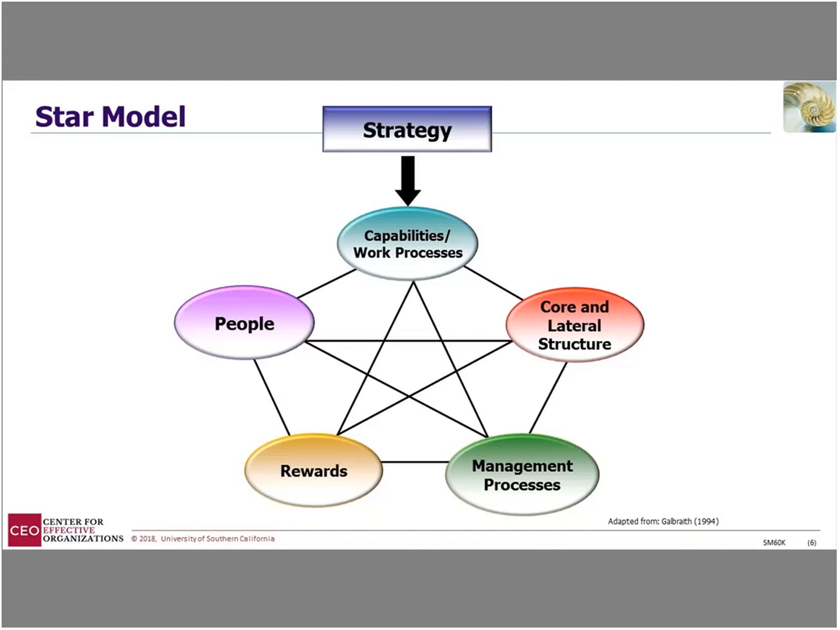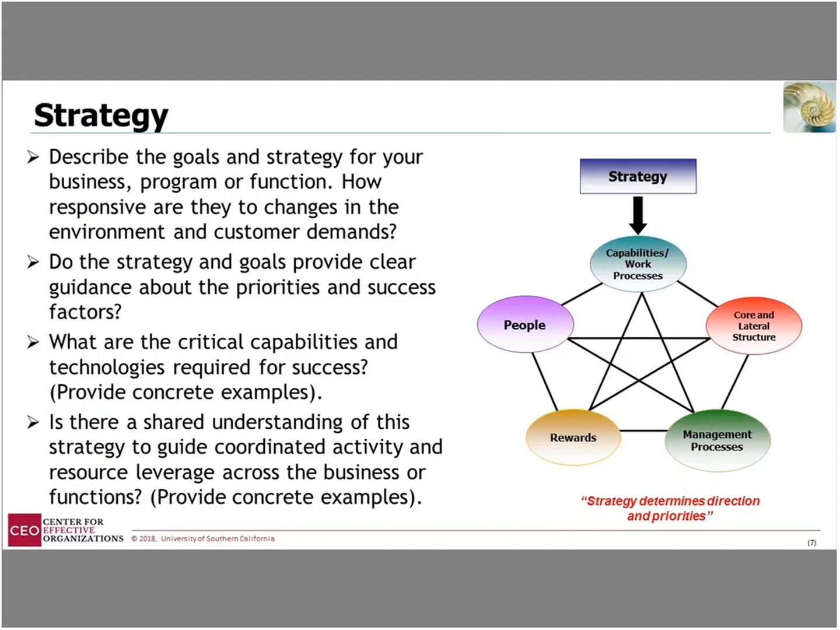When we talk about the STAR model, we always start with strategy. You'll notice that several of the models that we're going to introduce to you always begin with strategy because you need to understand the direction that the organization is going and what it's trying to accomplish and how it's trying to accomplish that. So we'll be talking about strategy on the first day of the workshop.